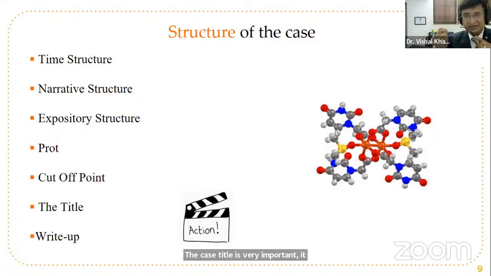Sometimes we give the name of the case as a very simple description of the situation. If I talk about my own case, Tata Nano, I have given the title Magic Car at $2,500. Will this dream come true? This is the title.